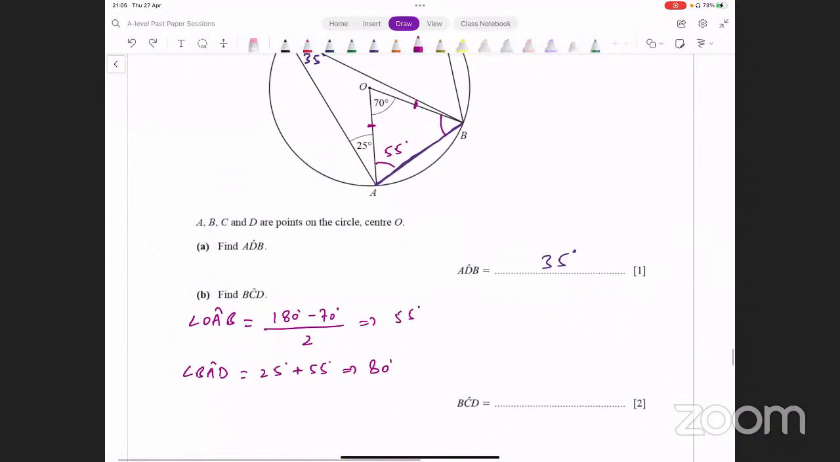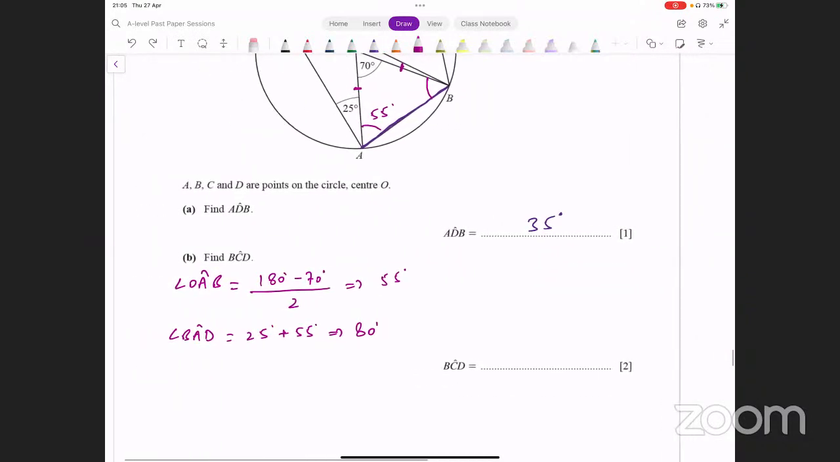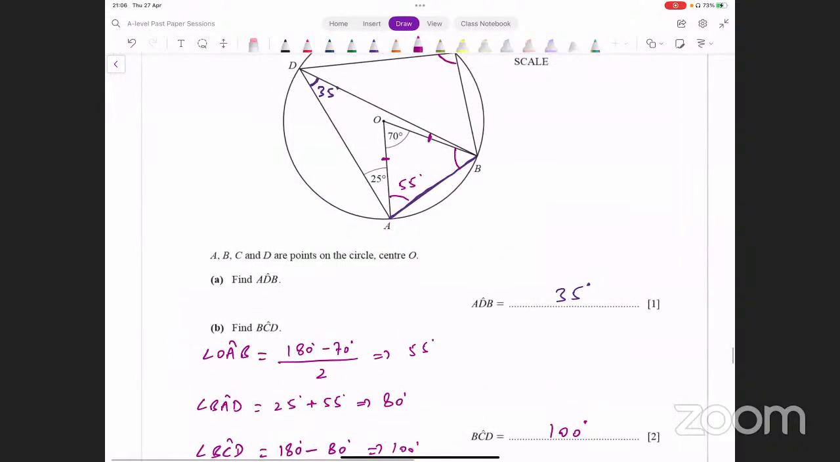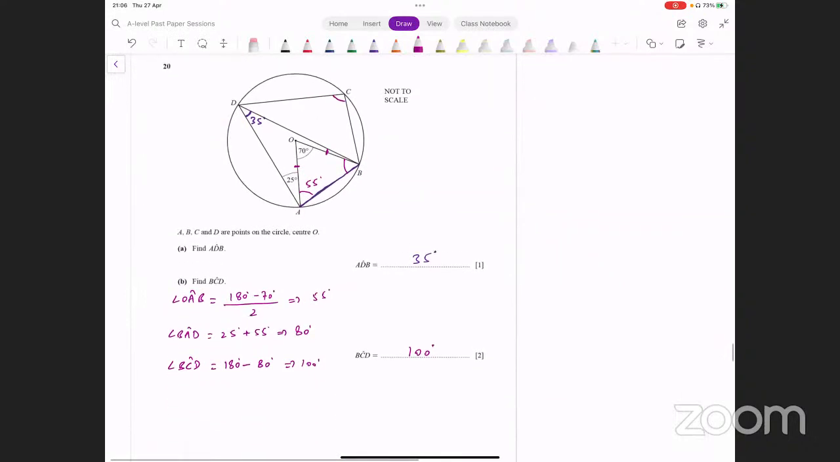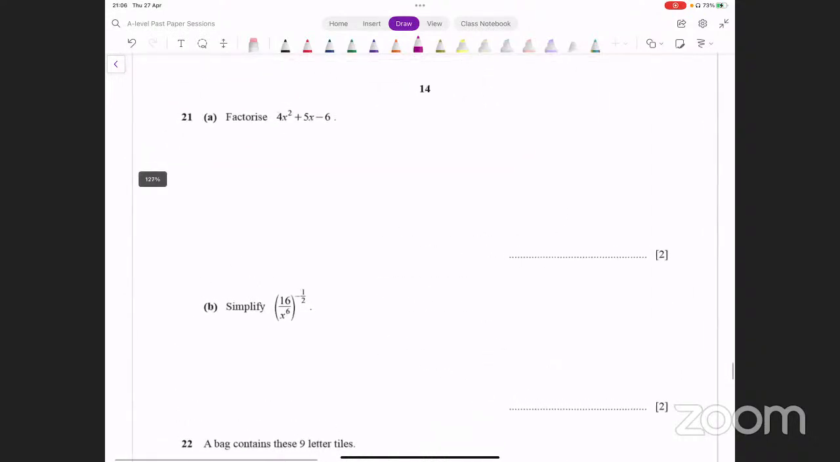Okay, so which angle did we need? Angle BCD. What is that going to be? 180 minus 80, and that gives us 100 degrees. So this is 100 degrees. That's what we were looking for here. Okay, let's move on. That was question number 20 from this paper. Let's look at the next one.